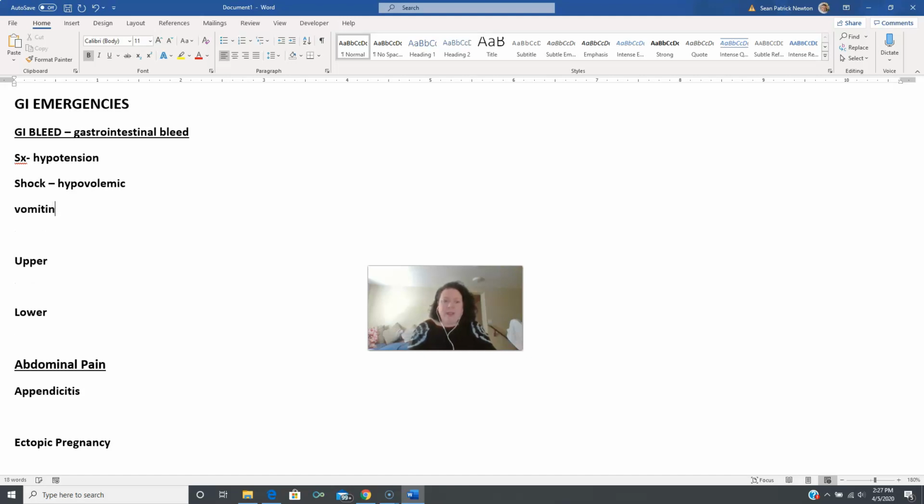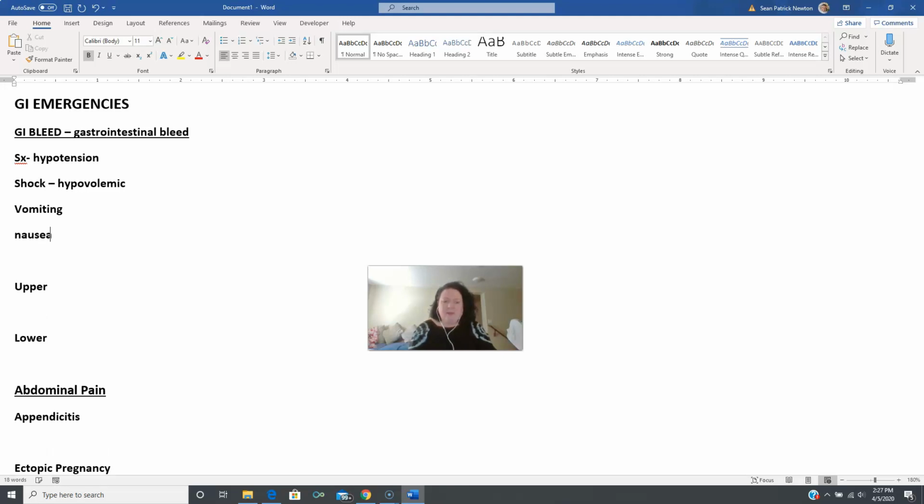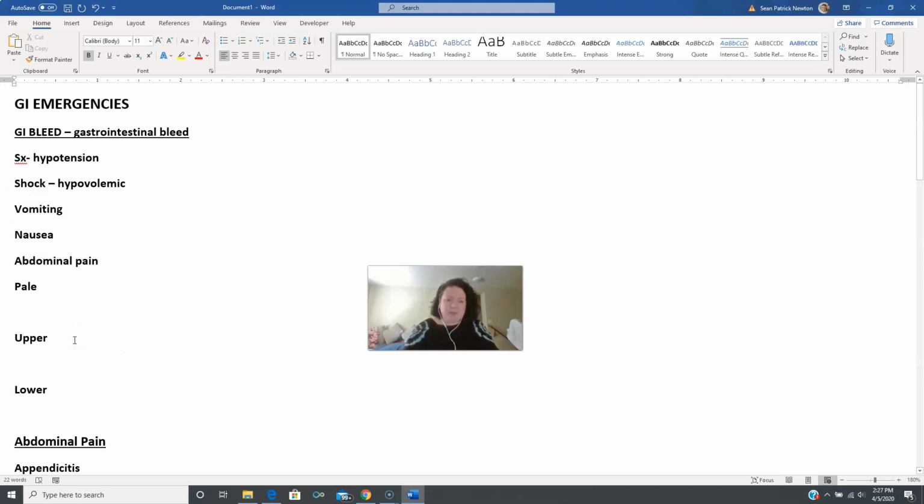We could see vomiting, and we'll talk about specifically what color when we talk about upper GI bleeding. Nausea. We could see abdominal pain. The patient could be pale, from our shock or from losing blood. Now, when we talk about upper and lower GI bleeding, when we're specifically looking for where the bleeding is coming from, that's where we care about whether it's upper or lower and the symptoms.